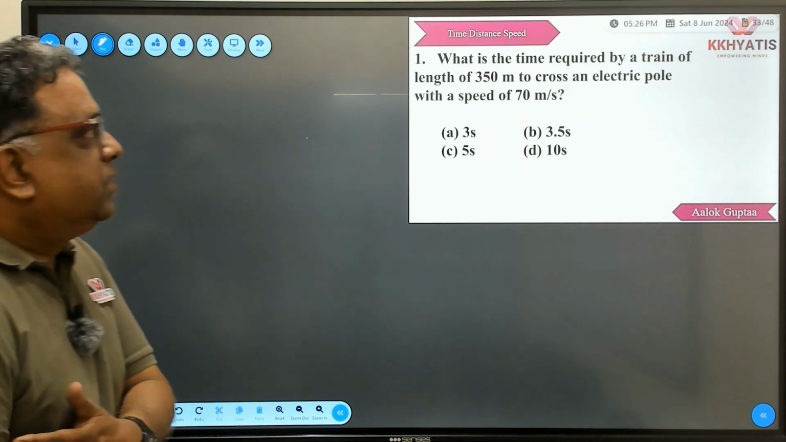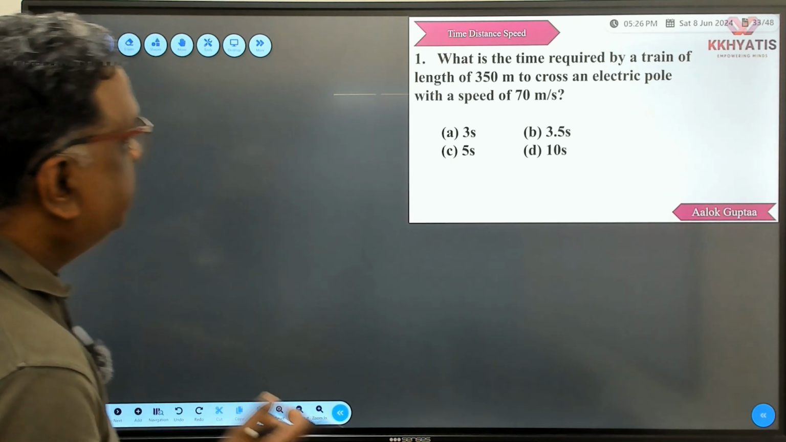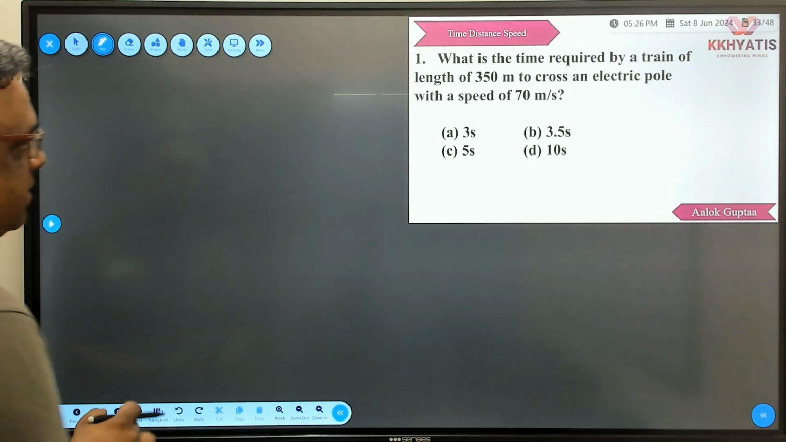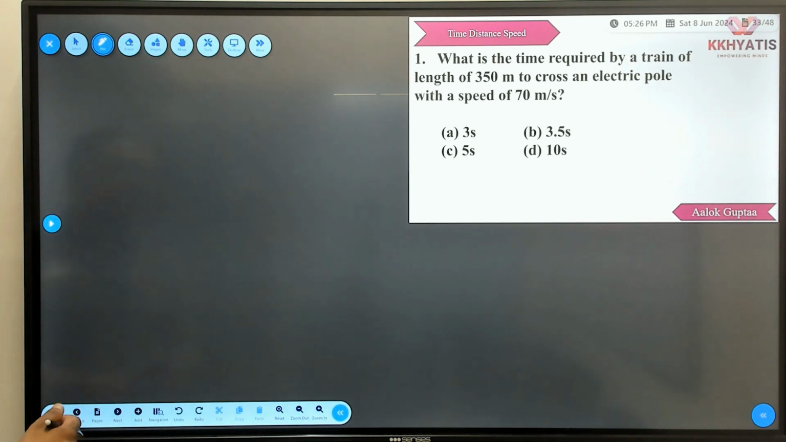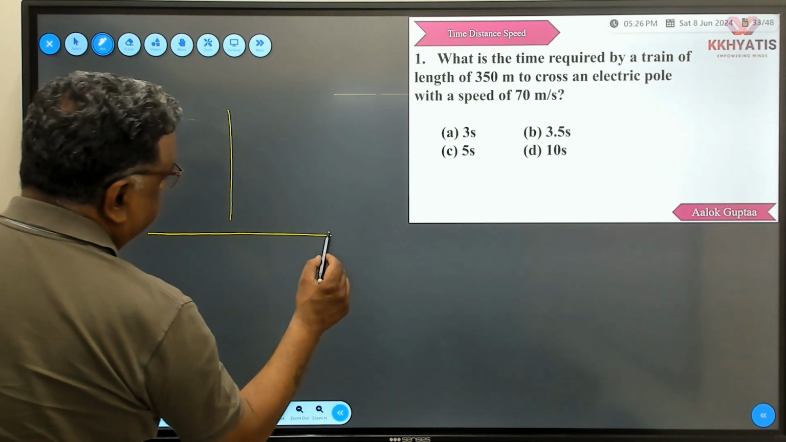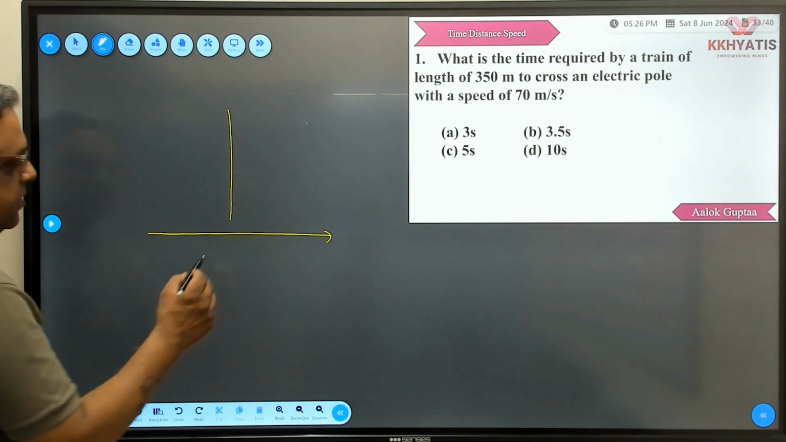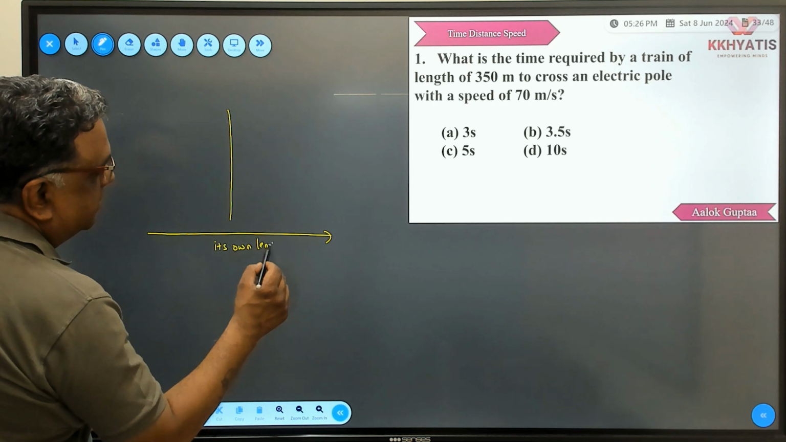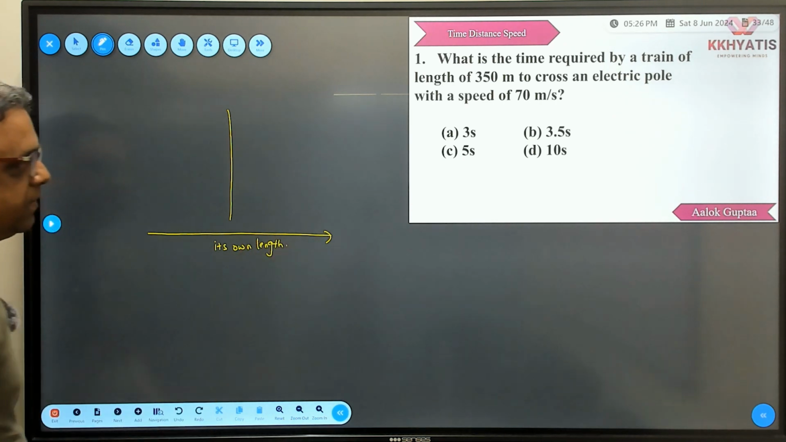What is the time required by a train of length 350 meters to cross an electric pole with a speed of 70 meters per second? Okay, so if there is an electric pole, the train, when it is covering the distance, it must be covering its own length, because pole width is insignificant here.